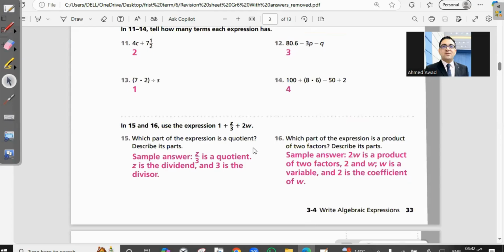Number 15 to 16, guys, it said which part of the expression is the quotient? Describe its parts. So quotient means what, guys? Quotient means divide. So which part here represents divide? It's z over 3. Okay. Number 16, which part of the expression is a product? Product means what? Multiply. So which part here represents the product? It's 2W. Excellent.